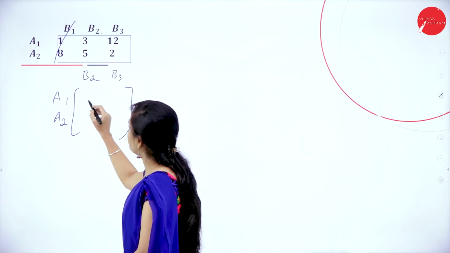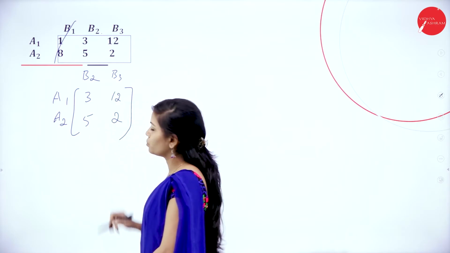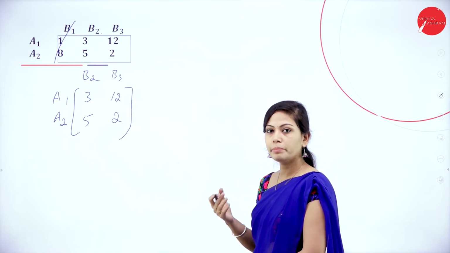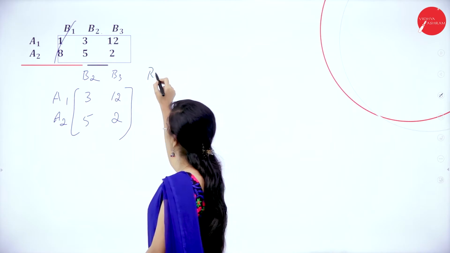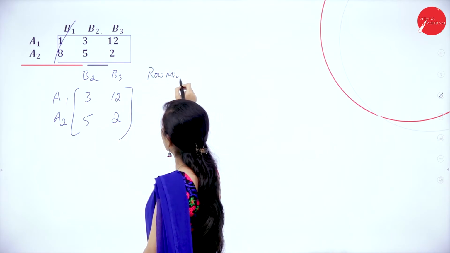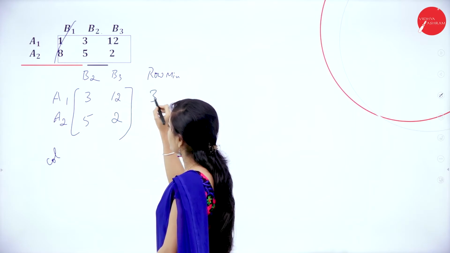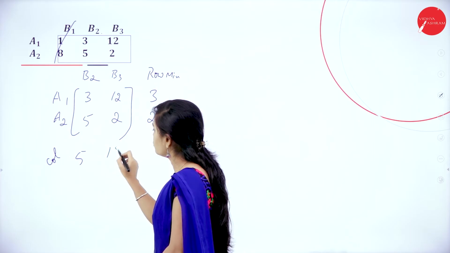So, B2 and B3, that is 3 and 5, 12 and 2. So, this is your final strategy. Now we can easily find the mixed strategy, that means the analytical method. Again find the row minima and column maxima. Here the minimum values are 3 and 2. The maximum values are 5 and 12.